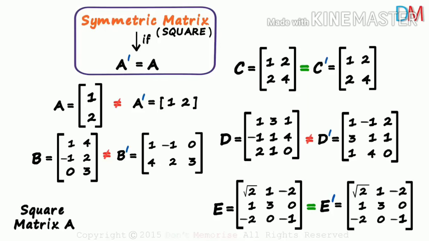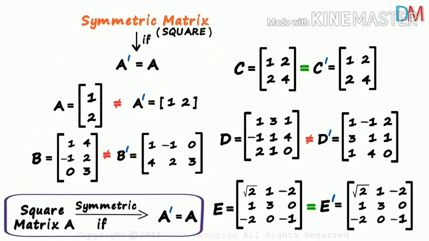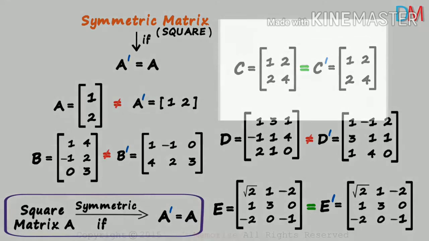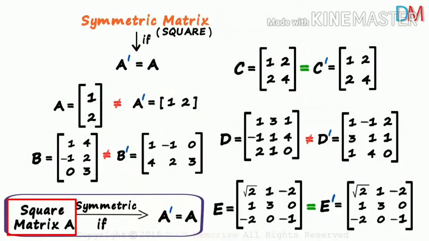With this, we can modify the original definition a bit. We say that a square matrix A is symmetric if A transpose is equal to A. This is a better way to understand it. If it's not square, we can directly say that it's not symmetric. And if it is square, we find A transpose and check if it's equal to matrix A. If it's equal, we say that the matrix is symmetric.